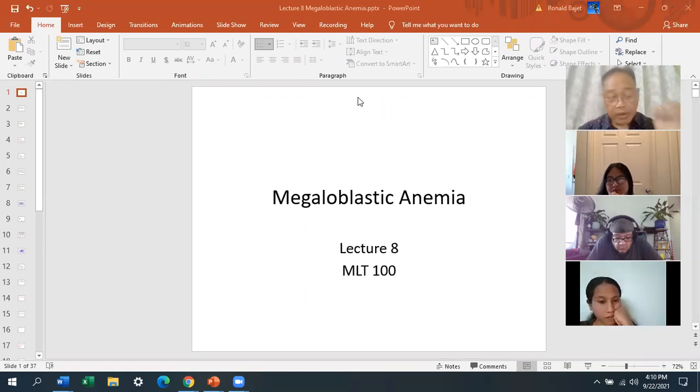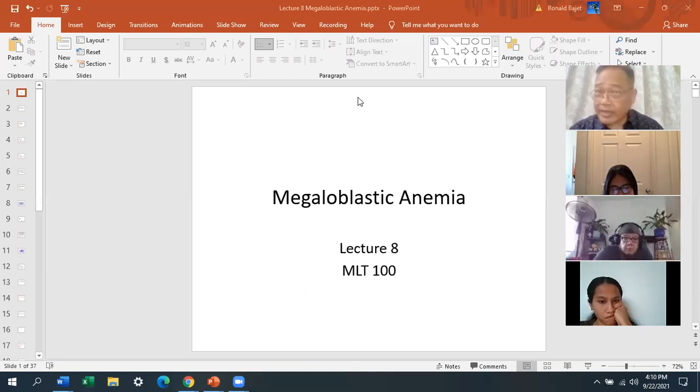Okay, here's another one that you would have picked up from reading. It is normal to find macrocytes in the peripheral blood. I mean, sometimes you'll find macrocytes. These macrocytes are actually reticulocytes, and they are polychromatophilic when seen in new methylene blue.